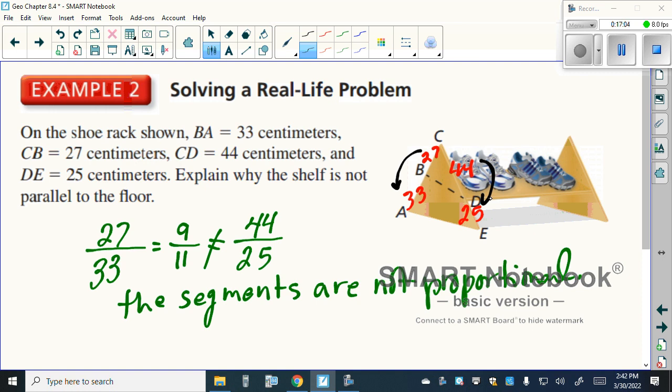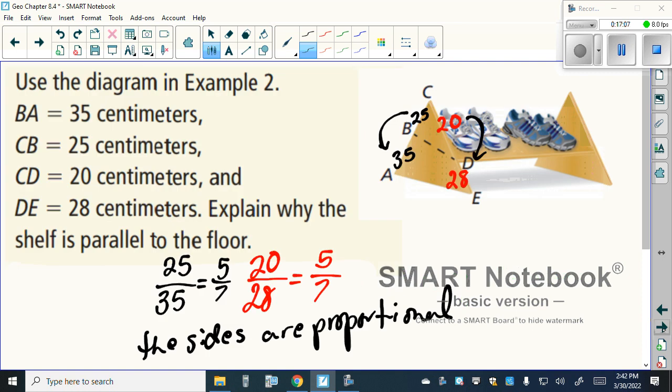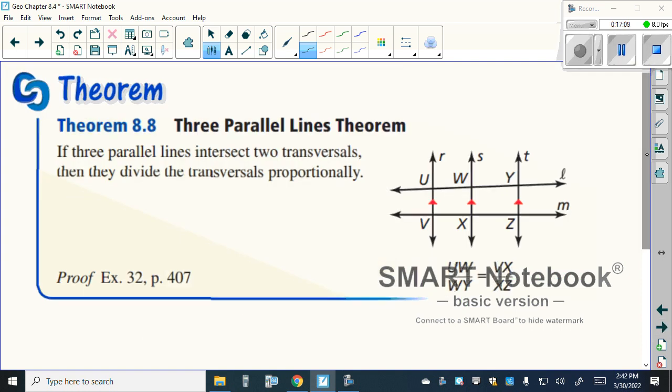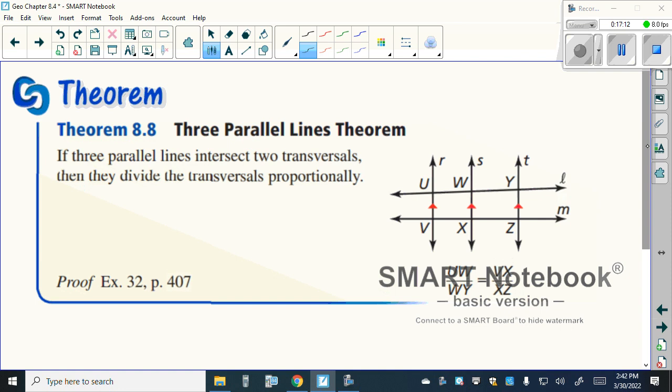Any other questions on this here? So we do have 2 theorems left. This is one of them, and it's the 3 parallel line theorem. If 3 parallel lines are cut by a transversal, then the sides are proportional. So our AB over BC equals CD over DE. Again, different theorem, but same property is still holding true.